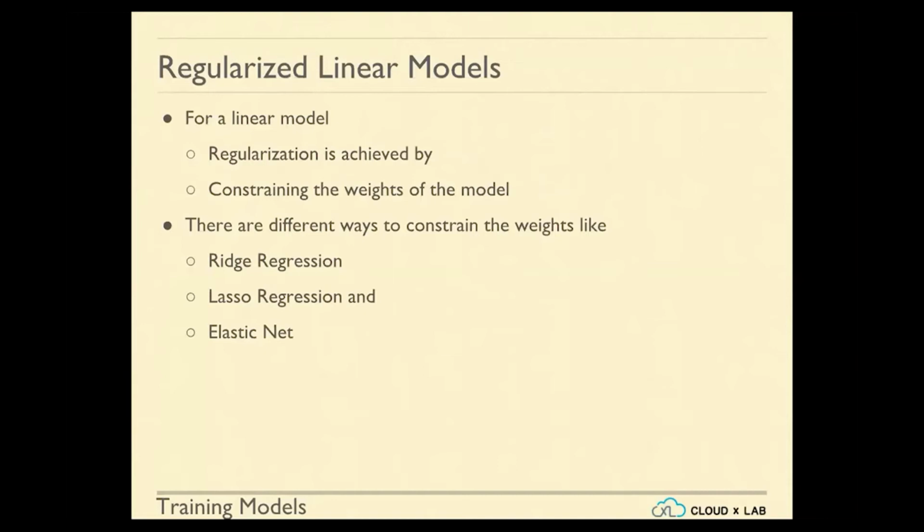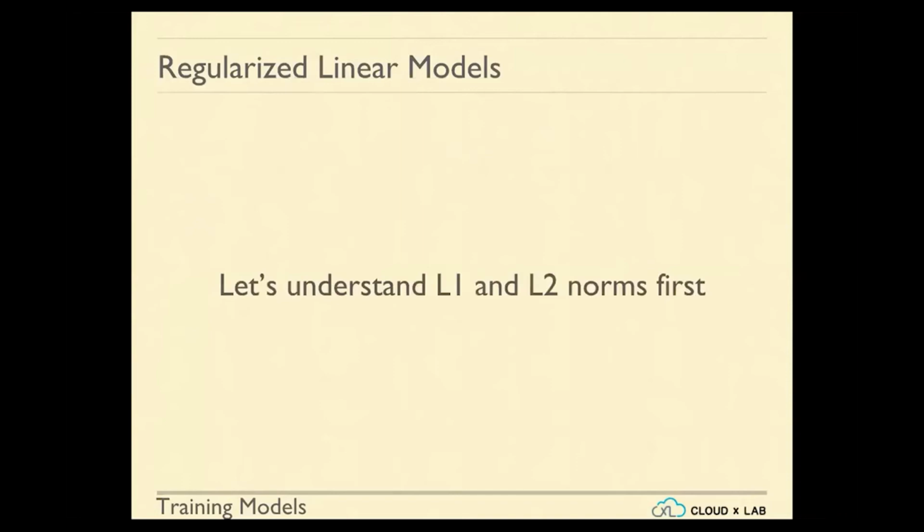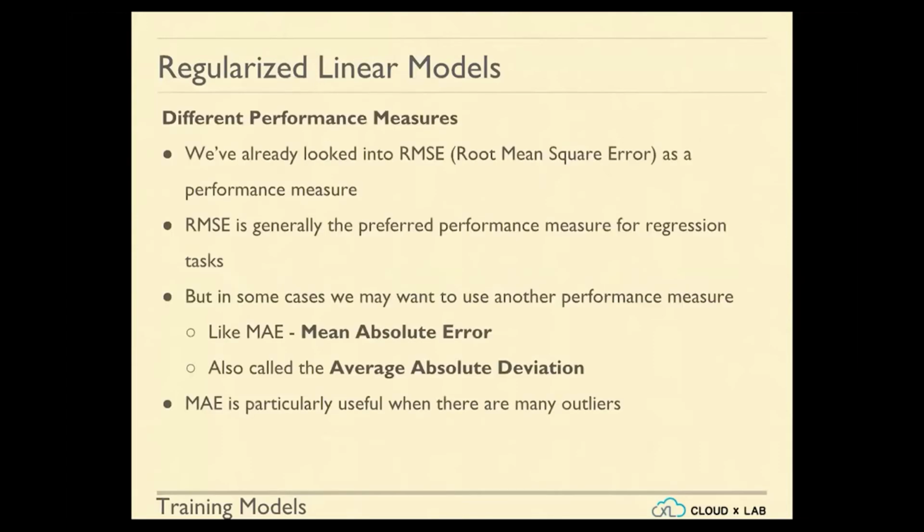There are different ways of constraining the weights: one is called ridge, another is called lasso, and the third is called elastic net. Let's quickly understand L1 and L2. We have already learned it earlier when we talked about different performance measures. One was mean squared error. The other is called mean absolute error.